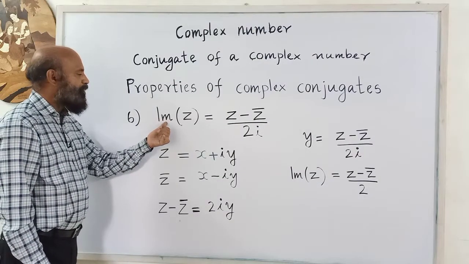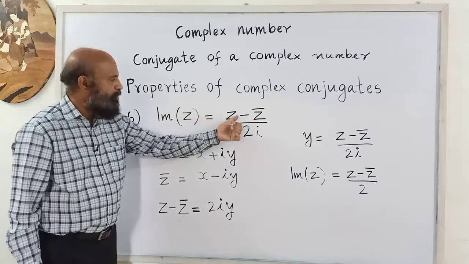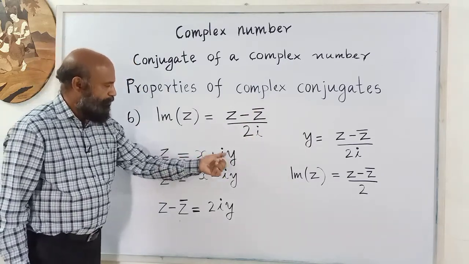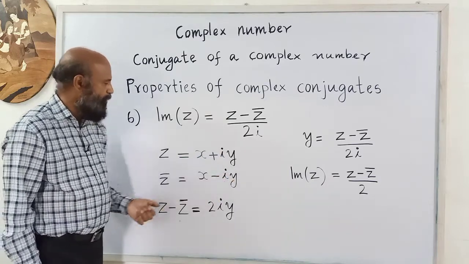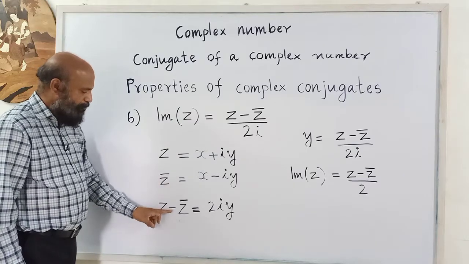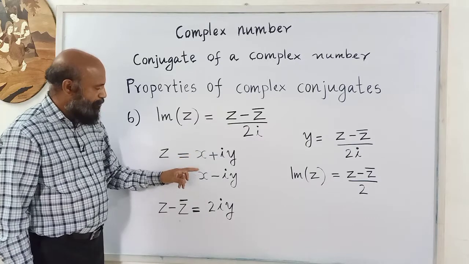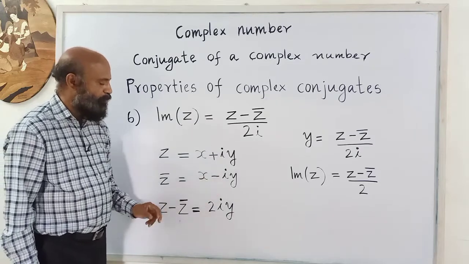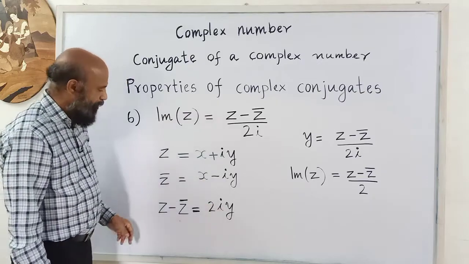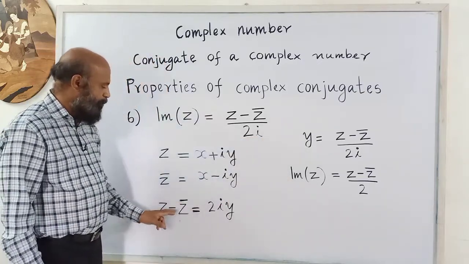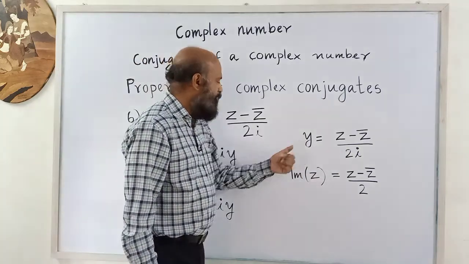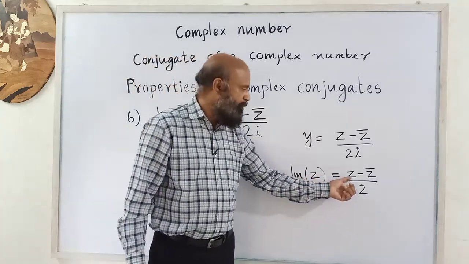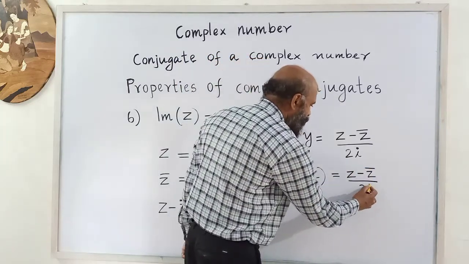Sixth property: the imaginary part of the complex number Z is equal to (Z minus Z conjugate) divided by 2i. Let Z be x plus iy. Then its conjugate is x minus iy. You subtract Z minus Z conjugate. So x minus x is 0. Then iy minus iy becomes plus iy, so it will be 2iy. Now from this we can write y is equal to (Z minus Z conjugate) by 2i. This y is the imaginary part of the complex number. So the imaginary part of the complex number is equal to (Z minus Z conjugate) divided by 2i.